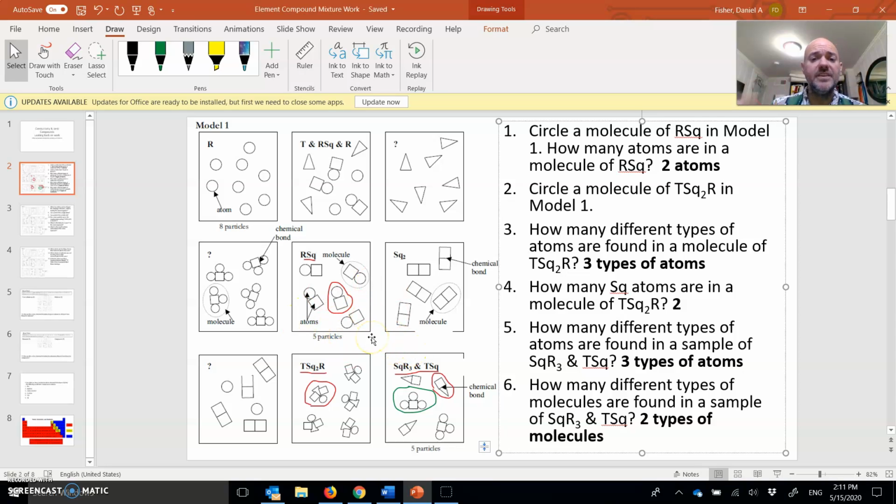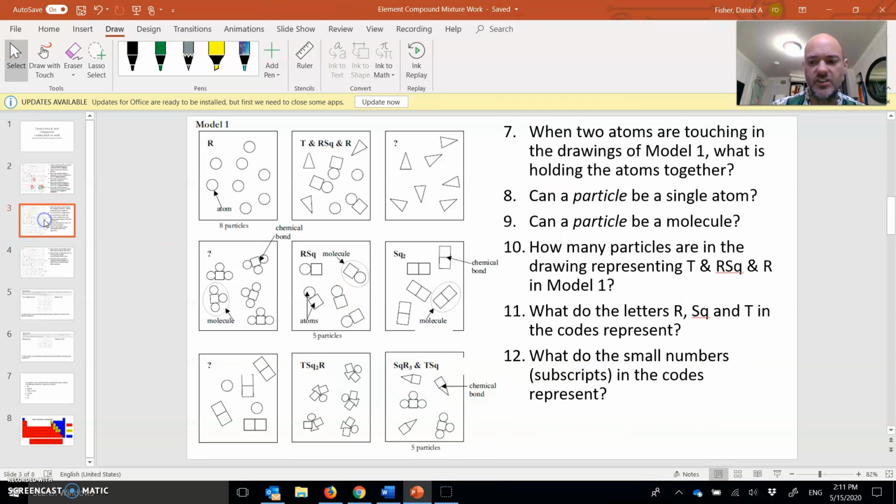So this is one thing that we're thinking about. We're thinking about what is a molecule, what is an atom, how do we represent them, and we'll talk a little bit more about what these codes mean on the next page. So right now at this page, things I really want you to figure out: what is a molecule, what is an atom, and that's about it. So let's move on to the next page.